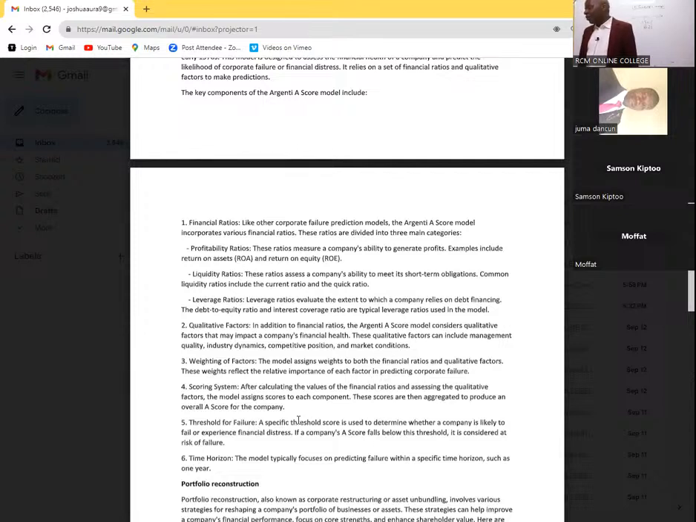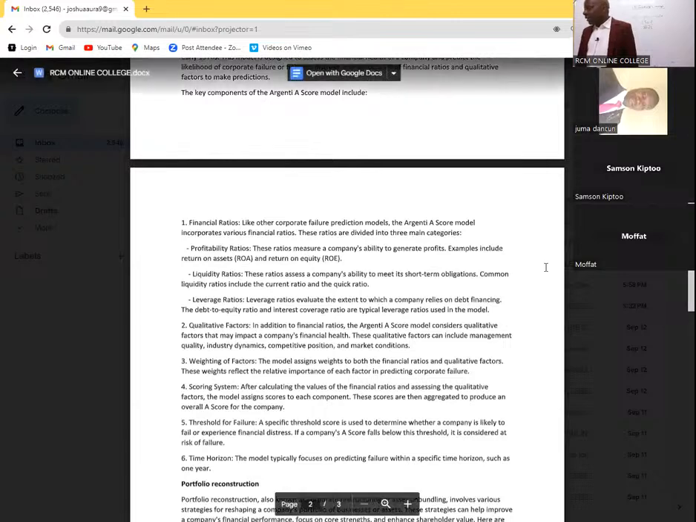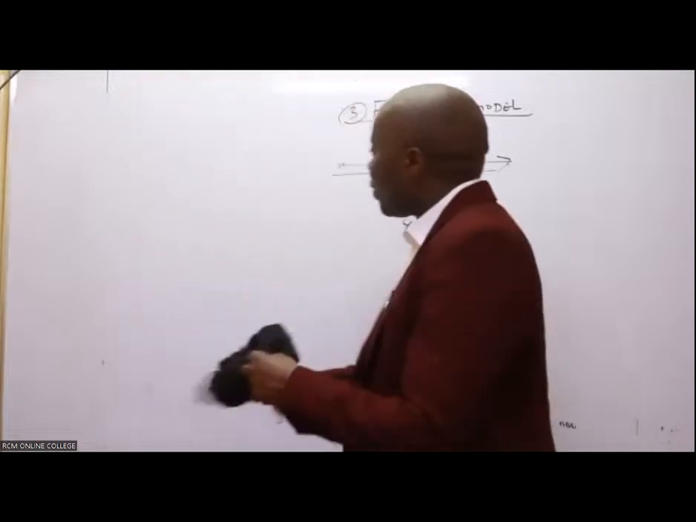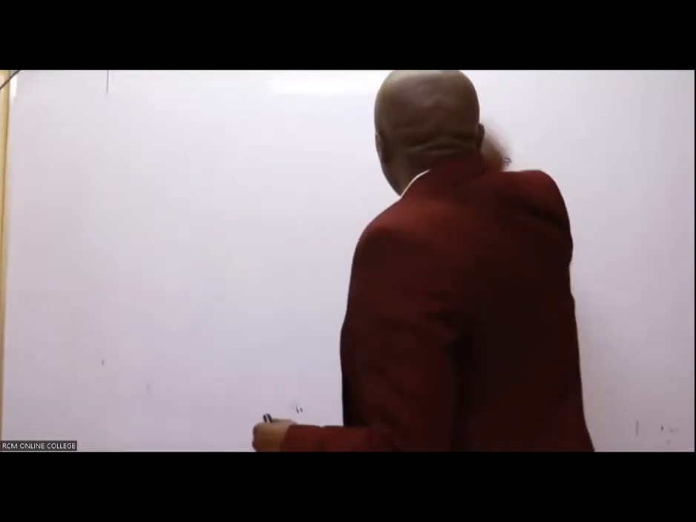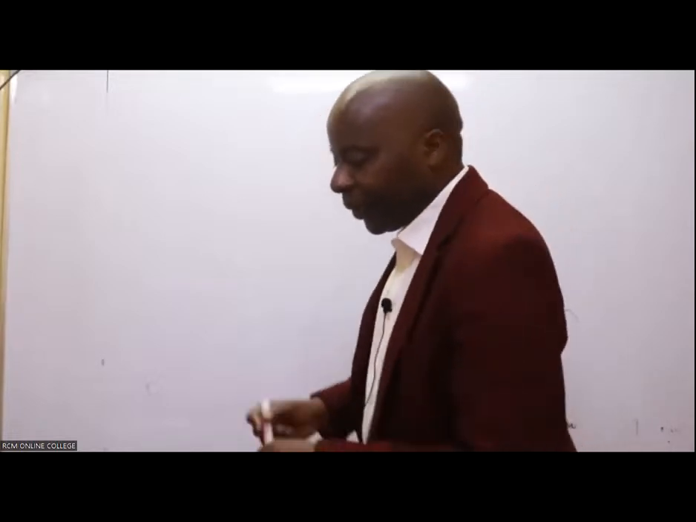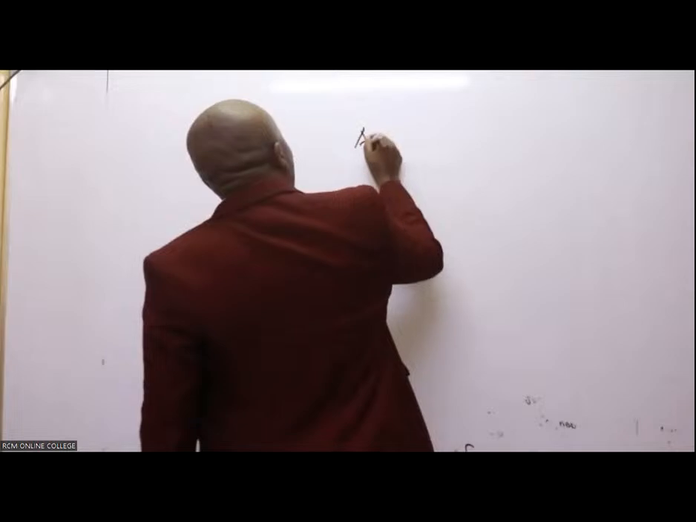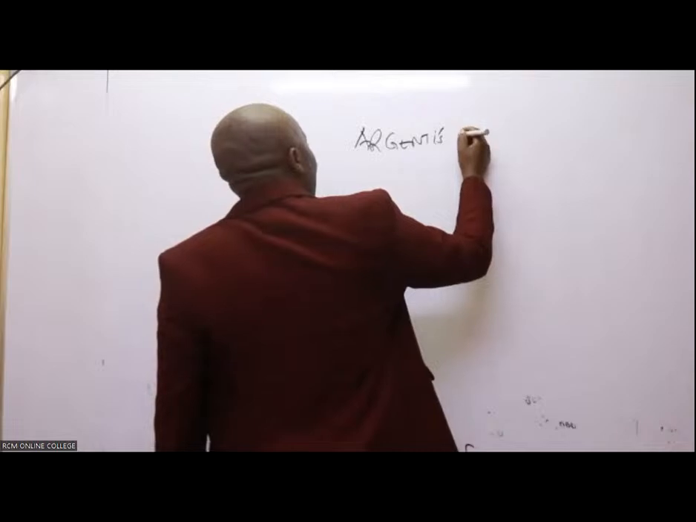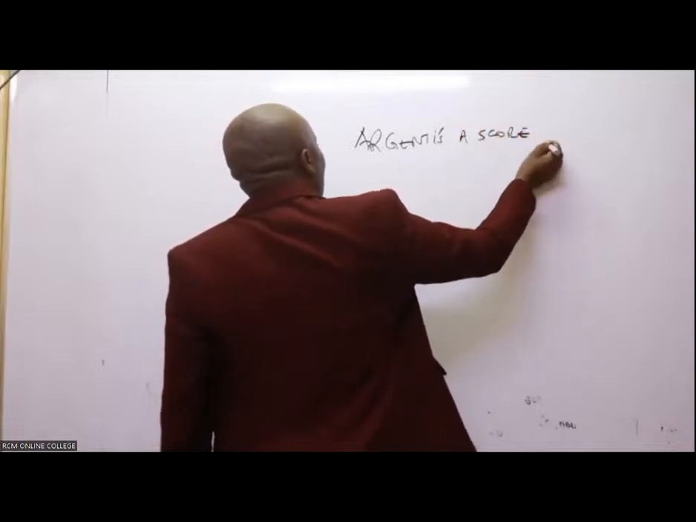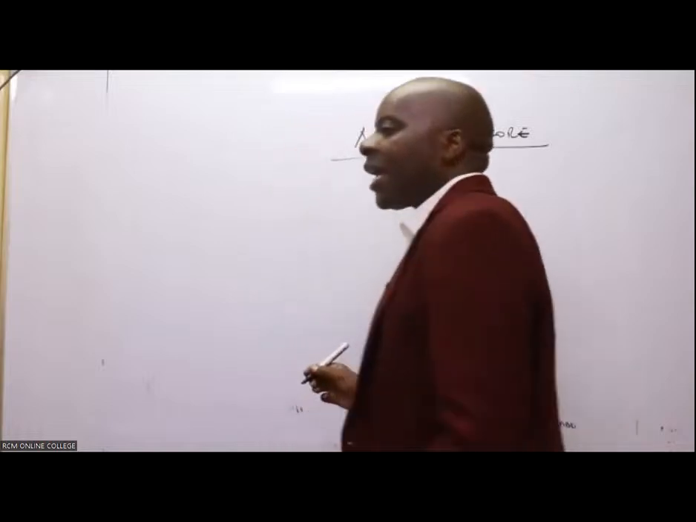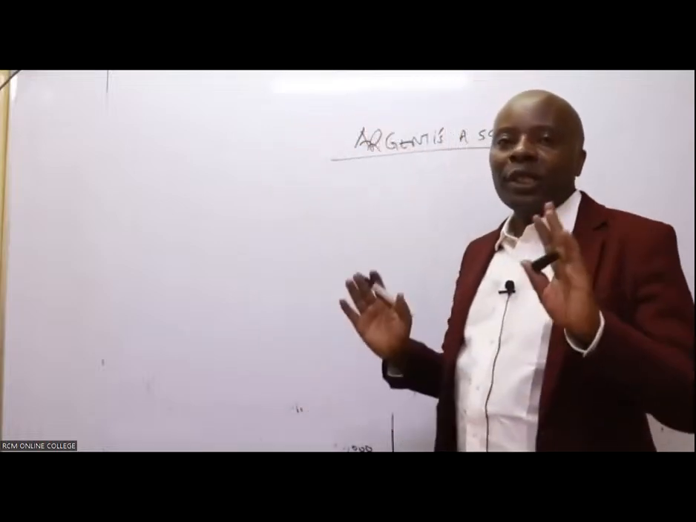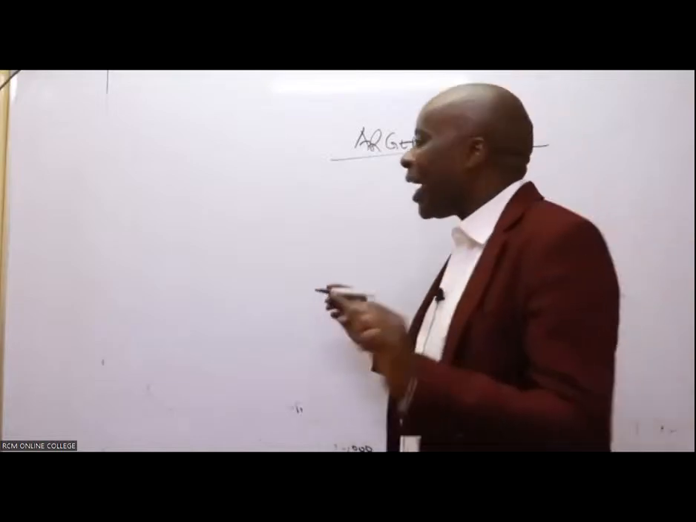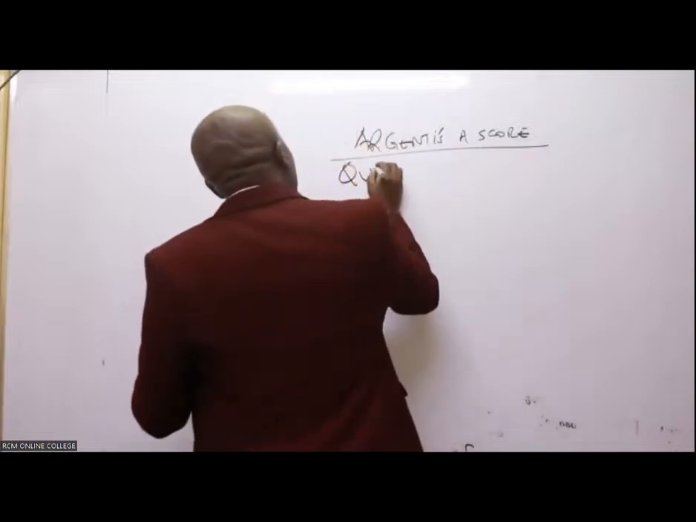Risk of failure. Now, ladies and gentlemen, please listen to me very well. When we talk of Argenti, and this is very popular in your exam, Argenti is an A-score model. What you're supposed to know, amongst all the models of predicting corporate failure, is that Argenti is an A-score model. Amongst all those models of predicting corporate failure, this is the only model that looks at the qualitative factors. Remember, qualitative factors are unquantifiable, but very important.